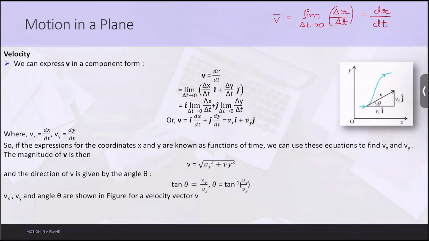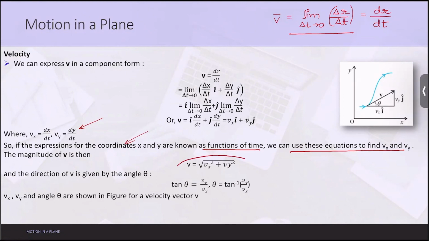So that is only being written here. That is, these values of vx and vy are nothing but equal to dx by dt, and vy is dy by dt. So we know that when we take the limit delta t tends to 0, we can write that expression as the differential coefficient of x with respect to t, and similarly the differential coefficient of y with respect to t. Okay. So if the expressions for the coordinates x and y are known as a function of time, we can use these equations to find vx and vy.